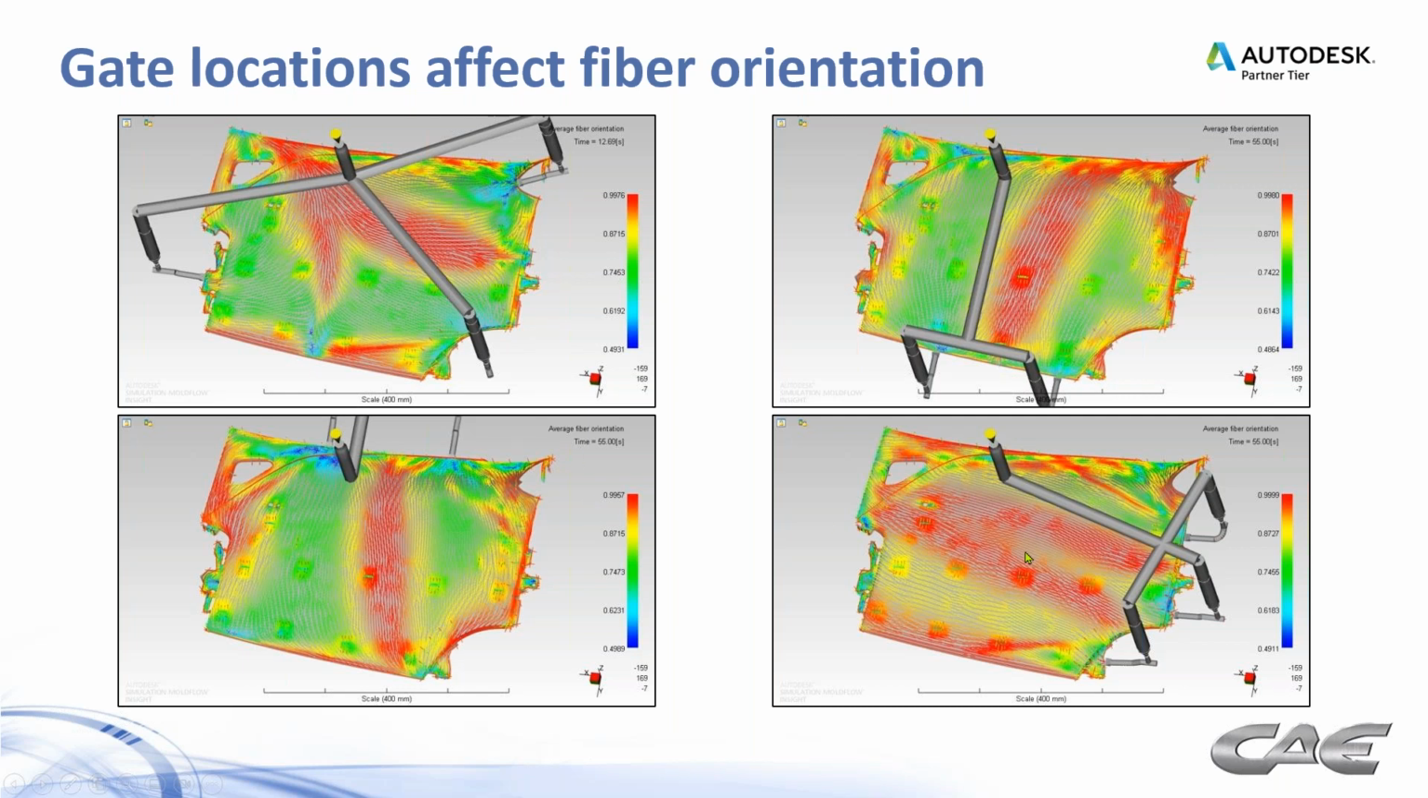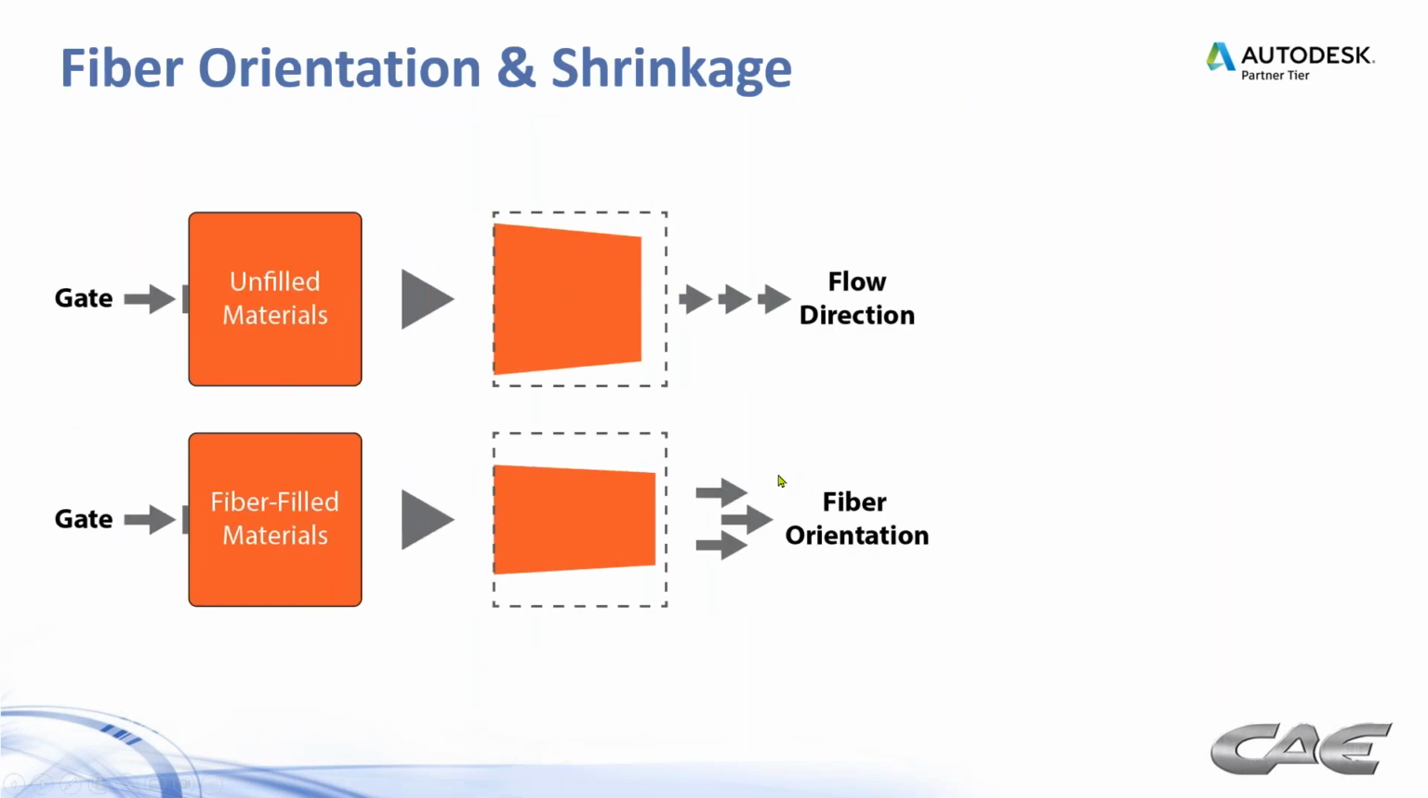So here are 4 different filling patterns that produce 4 different fiber patterns. And notice in the lower right here, we have all the fibers going in one direction. That's generally what we want to try to do when we're setting up the filling pattern for a fiber filled material. And this is how it plays out. So for unfilled materials, if we have a gate on the left side of this part, this is how the shrinkage tends to play out. Okay, the shrinkage in the flow direction tends to be greater than that in the cross flow direction.